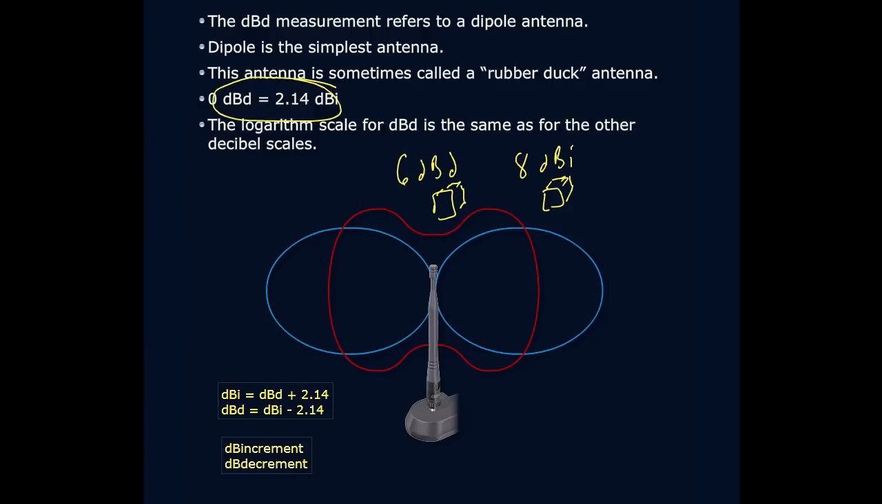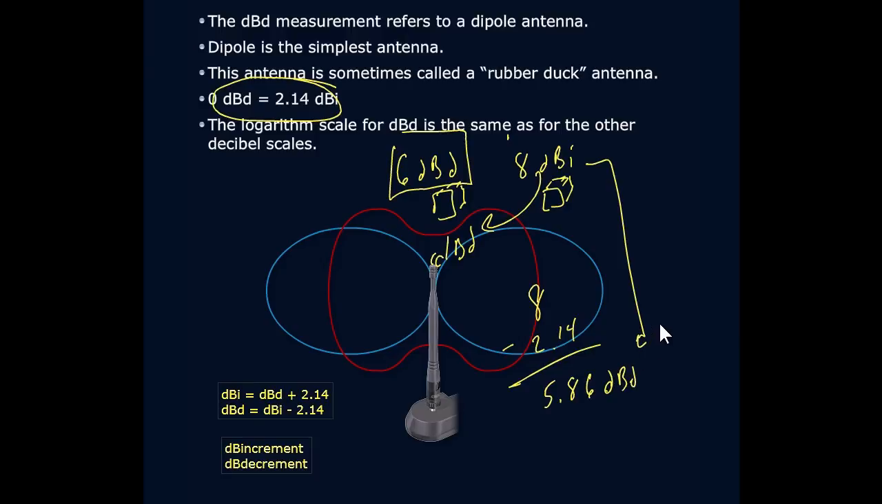So how does this play out in our 6 to 8? Well, I'm going to pick one or the other. So let's say I'm going to stick with dBd. So that means I need to convert dBi to the dBd standard. So I want dBd. I know that's what I want to get. So that means I got to take this and decrement what I already have. So 8 minus 2.14 is going to give me what? That'll be 5.86, right? 5.86 dBd is the same thing as 8 dBi.